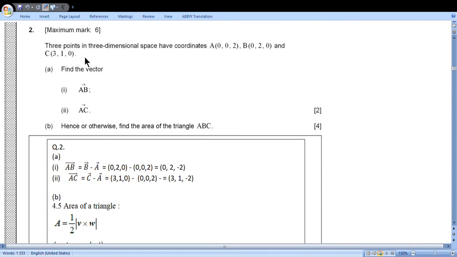Question 2. Three points in three-dimensional space have coordinates A, B and C. Find the vector AB. So vector AB equals vector B minus A. We subtract coordinates and we get a new vector. AC will be vector C minus vector A, and we get another vector. Hence or otherwise, find the area of triangle ABC.